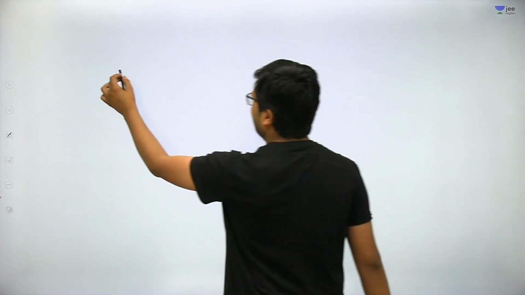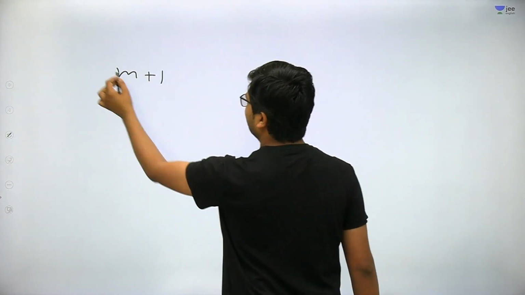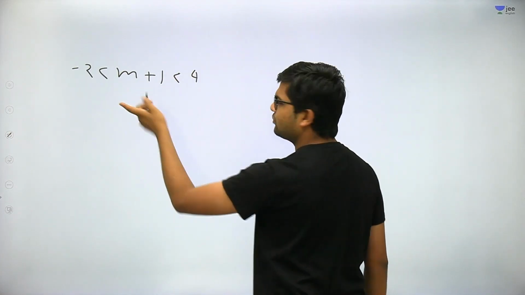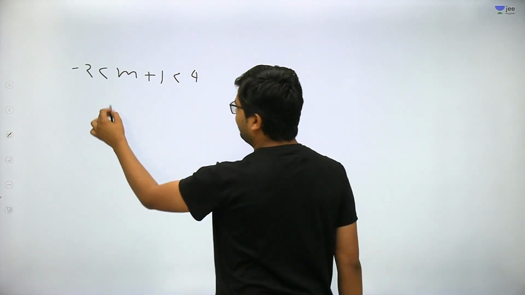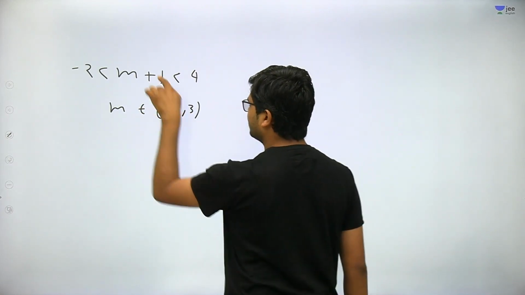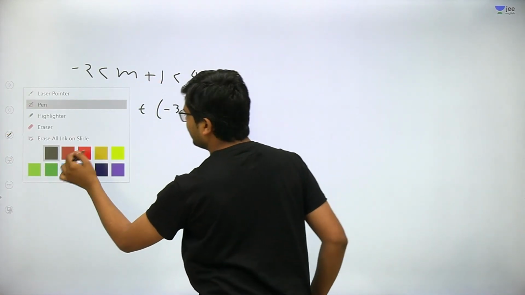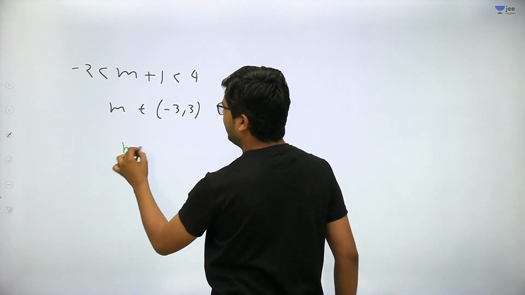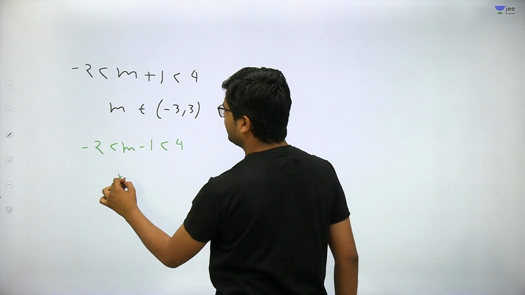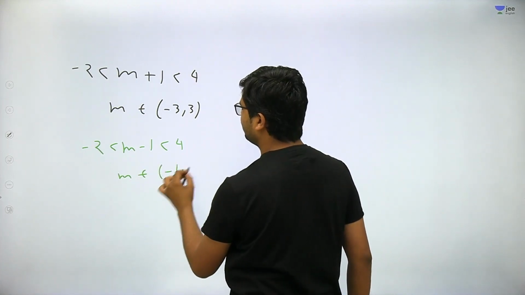Now m plus 1 and m minus 1, both roots should satisfy this inequality. They should go from minus 2 to 4. So m will belong from minus 3 to 3 for this root. And for the second root, m minus 1, it should also satisfy the inequality. So m should belong from minus 1 to 5.